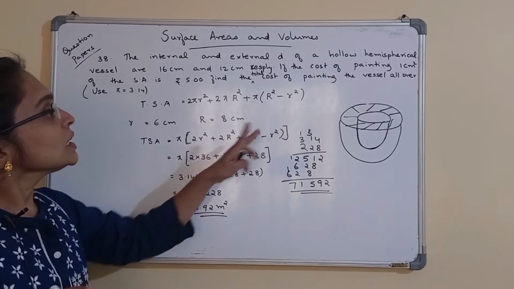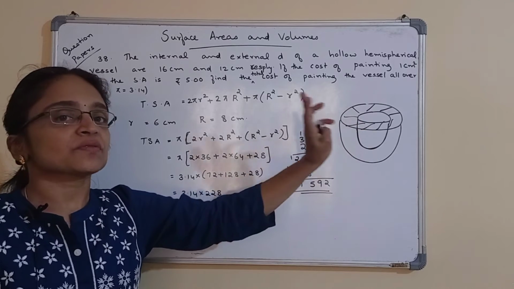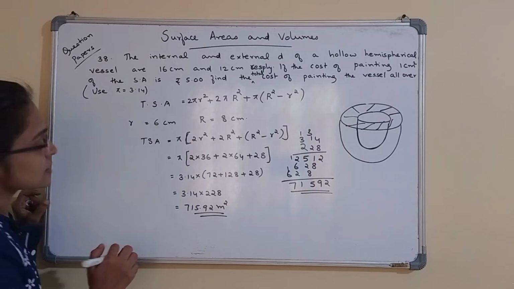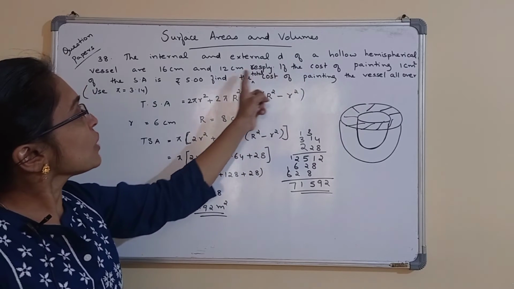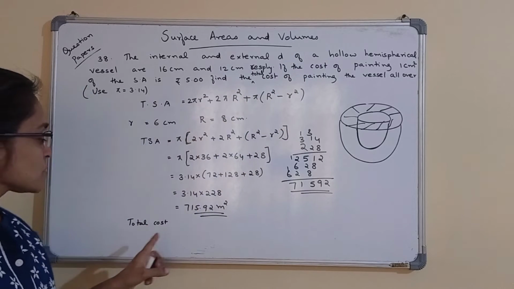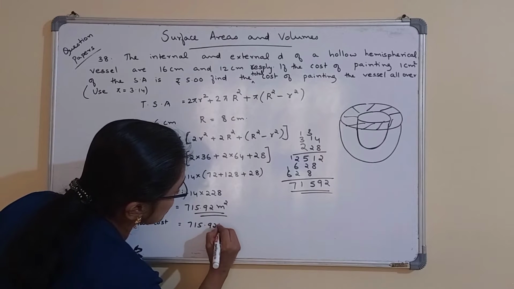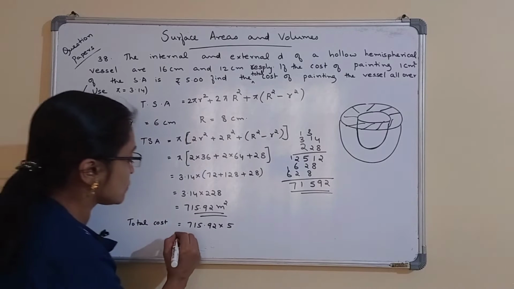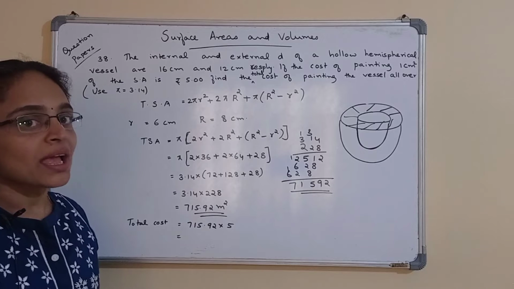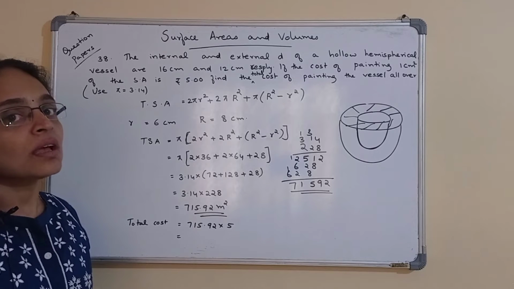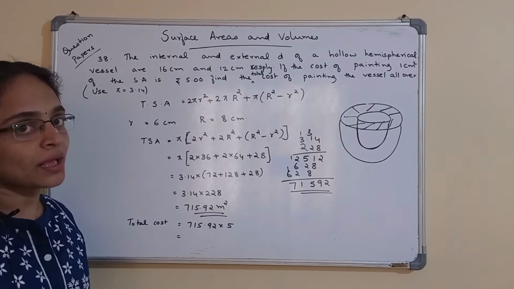715.92 meters square. Now we have to find the total cost of painting this hollow hemisphere. Total cost is equal to, cost of painting 1 centimeter square is 5 rupees. So the total cost will be 715.92 into 5, which is equal to, to multiply a number by 5, just divide it by 2 and multiply by 10, because 5 is 10 by 2. So just divide the number by 2 and multiply by 10.